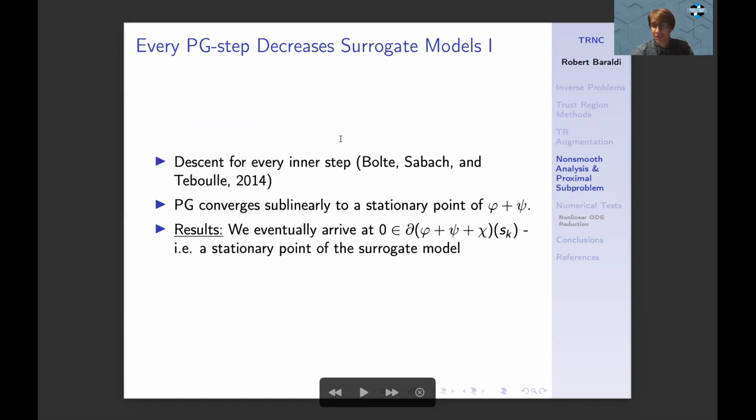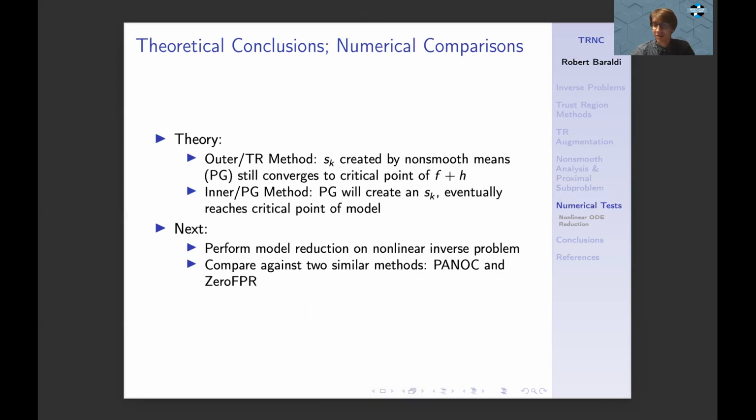And this actually has some pretty interesting results. In the literature, you're guaranteed descent for every single inner step, which means that proximal gradient will converge sublinearly to a stationary point of your model. That's really nice because you eventually arrive at some optimality condition, i.e. a stationary point of your surrogate model. So essentially, you're guaranteed to create some descent step by non-smooth means if you use proximal gradient descent.